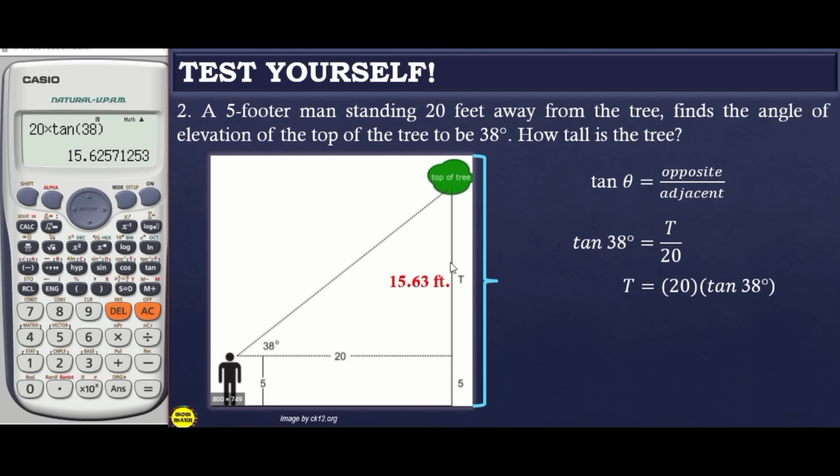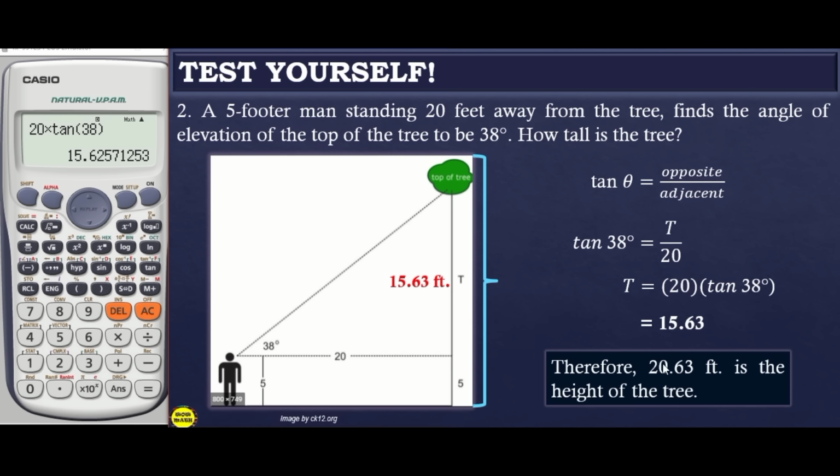Alangan namang kung ito ang kukunin mo, ibig sabihin yung ground nung tree ay kapantay lang nung eye level nung tao. Siyempre, hindi. Pareho yan na nasa ground. Okay? So, kung ito yung ground nung tao, nung man, ito rin po yung ground nung tree. So, ito ay height lang po from the eye level of the man. So, kunin pa natin ito, which is 5. So, i-add natin ngayon yung 15.63 plus 5. And that is 20.63 feet. That is the height of the tree. So, isasama po natin ito.